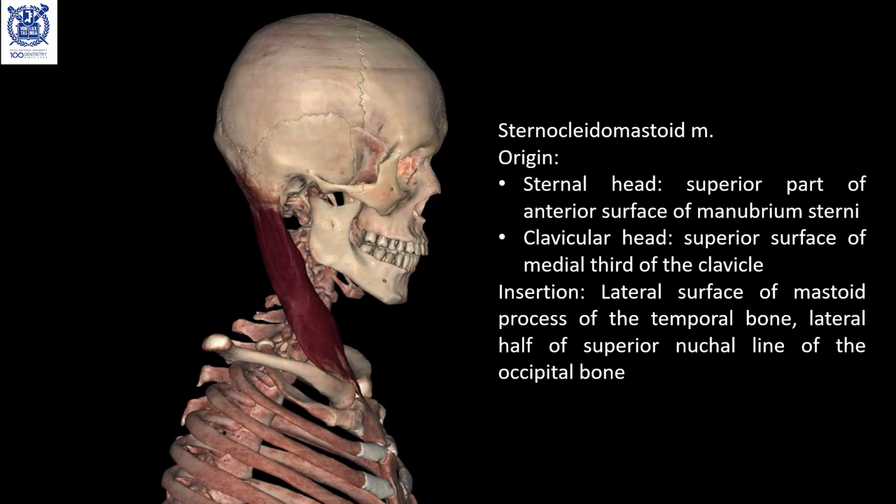When both sides of the muscle act together, it flexes the neck and extends the head. When one side acts alone, it causes the head to rotate to the opposite side and flexes laterally to the same side, that is to say, ipsilaterally. It also acts as an accessory muscle of respiration, along with the scalene muscles of the neck.